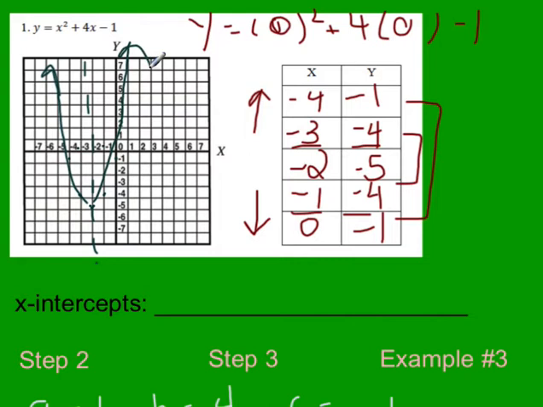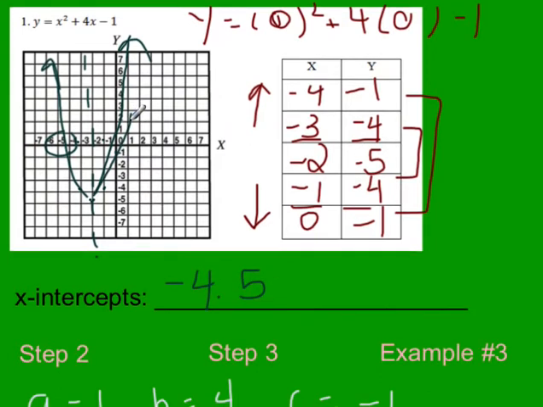So now I need to estimate, okay? My graph is kind of poorly drawn, so I want to figure out where my x-intercepts are. To me, it looks like it's crossing between -4 and -5, so I'm going to call that -0.5. Now if I had drawn this well, this should have crossed between 0 and 1. So I'm going to call that second x-intercept -0.5.